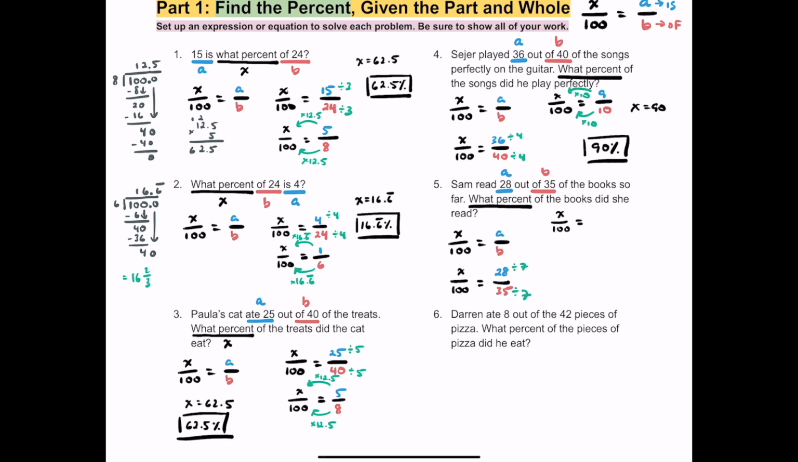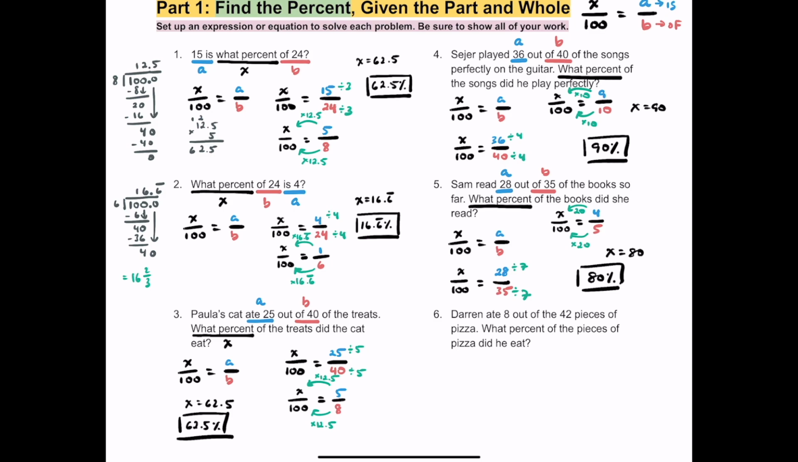You can avoid that. Let's see, 28 divided by 7 is going to be 4, right? And 35 divided by 7 is going to be 5. Oh, actually, this works out quite nicely. 5 to 100. Well, 5 times 2 is 10, right? So 5 times 20 is 100. So if we know it's times 20 on bottom, then it should be times 20 on top to keep it proportional. 4 times 20 is 80. So we can say x is equal to 80. And that is 80%. So if Sam read 28 out of 35 of the books, that's 80% of the total books that she already read.